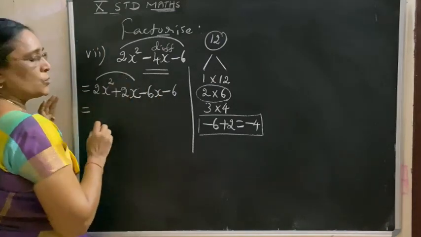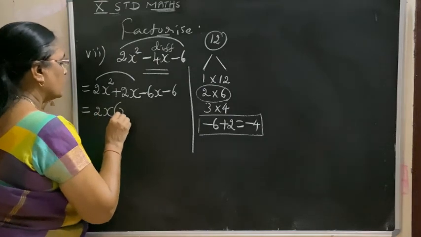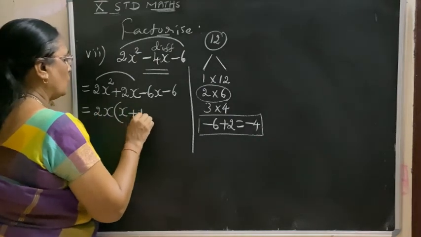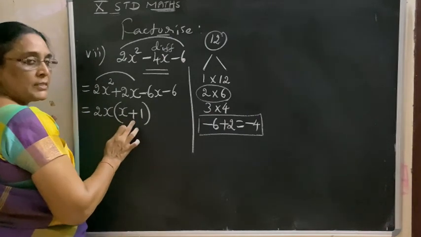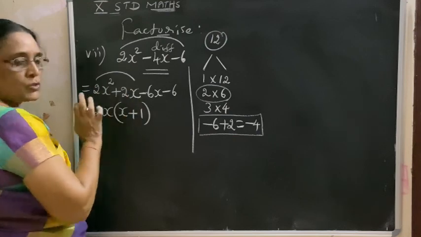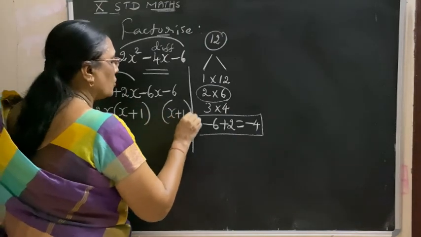Now take the first two terms. What are the common terms? 2 and x are common. Here x plus 1. Now we check it. 2x into x, 2x square. Plus, you have to put plus 1 into 2x, 2x. Then what you have to do? Simply you write that factor what you got.